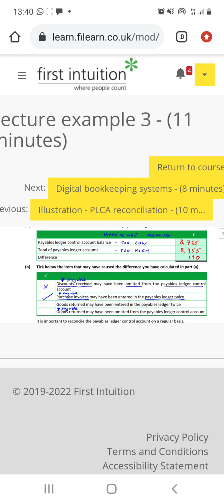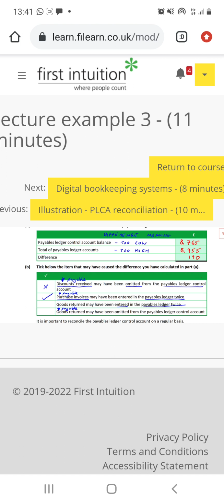Because if you send the goods back to the supplier, you don't need to pay for them anymore, so you can reduce your payables balance. Now, first of all, they've suggested they may have been entered into the payables ledger twice. Well, if I'm going to reduce down that payables balance, and I've put it in the individual list of balances twice, I've reduced them down too far. So I would be expecting that the list of payables ledger balances would be too low.